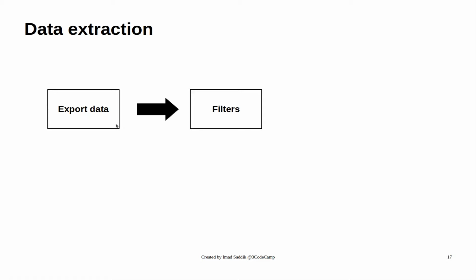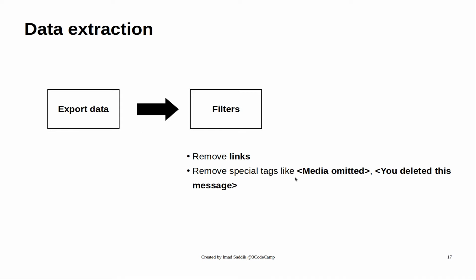We need to do this because the data should be cleaned. We need to remove links, special tags like media omitted, because we skipped exporting media, so WhatsApp will replace them with this tag. If you deleted a message, you will have this tag, so we need to remove these. We need to remove email addresses. If you are using the model for yourself, you don't need to do this, but if you are planning to share this with people, then please make sure to remove confidential data. We will remove tagging and we will apply other filters. We will see this in the notebook section.